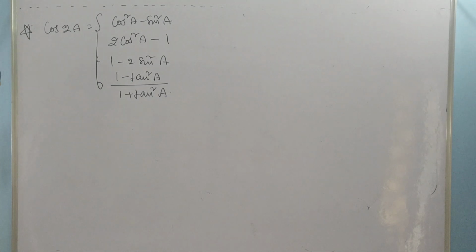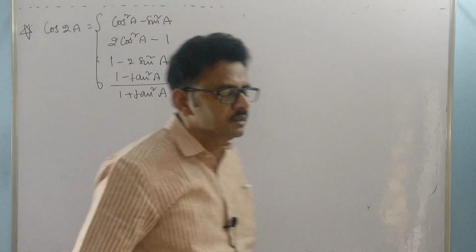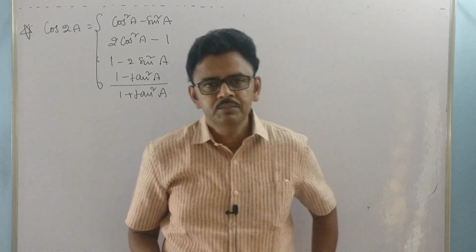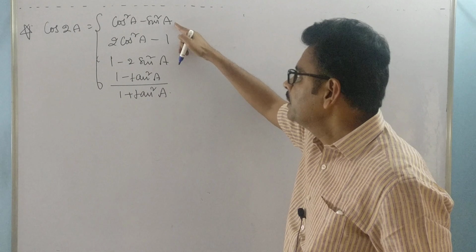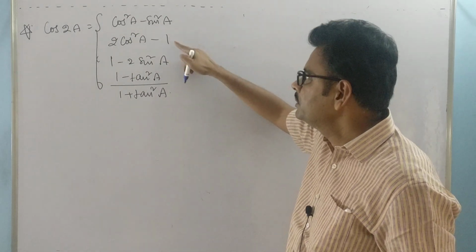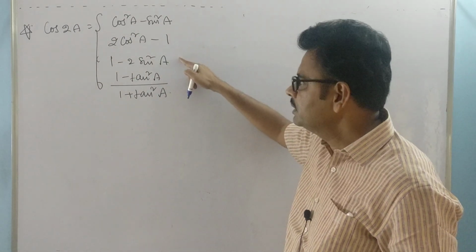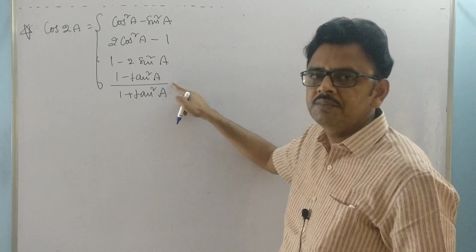Cos 2A. So which formula we are applying? That depends on the problem. Sometimes if you are applying this formula you get an easy answer. Sometimes you go for this, or sometimes you go for this, sometimes you go for this in terms of tan.